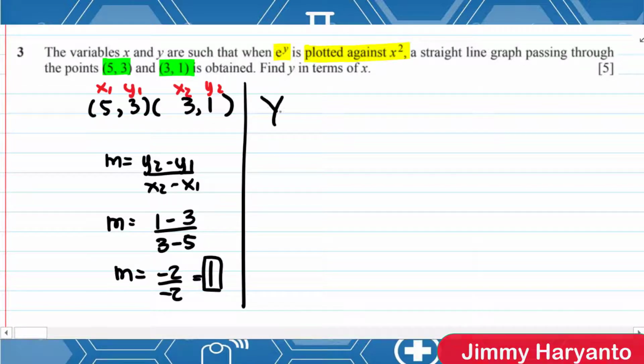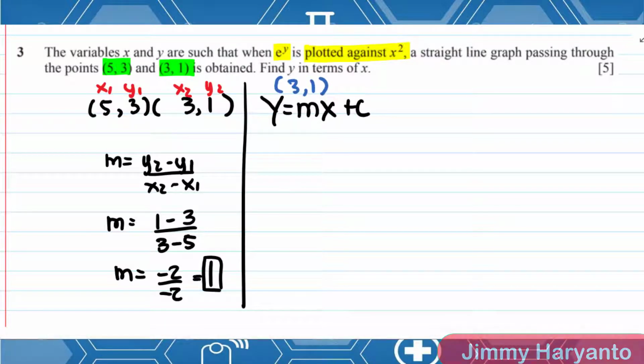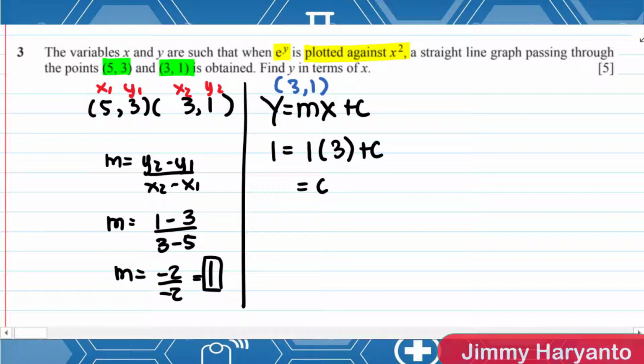After that, use y equals mx plus c. Choose one of the points, 3, 1 maybe. So y will be 1, the gradient is 1, x is 3, plus c. So you'll get c equals negative 2. After that, y equals 1x plus c. The c is negative 2.